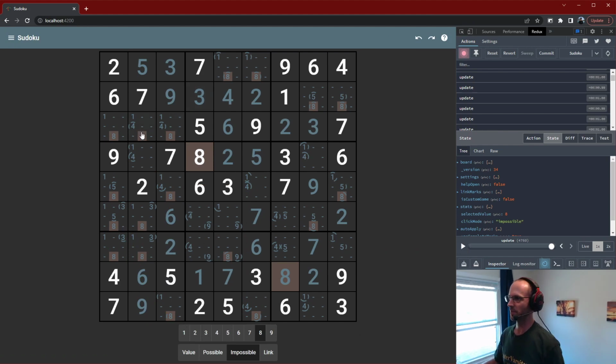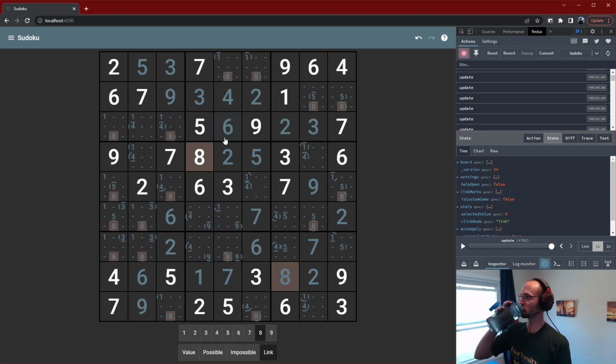So we said it's impossible for that to be an 8. That gives us a new strong link on these 8s and those 8s. And I don't see any new conclusions to draw from that off the top of my head. It kind of links around via here up to these, but there's no intersection, so that doesn't eliminate anything that I can notice quickly at a glance.